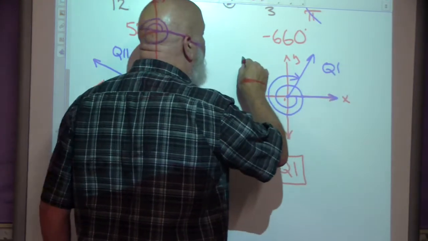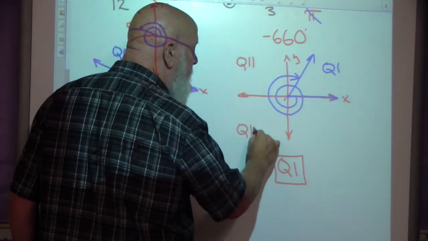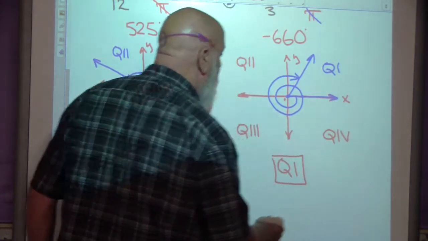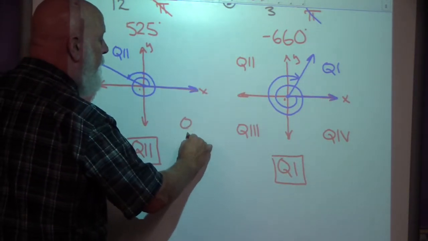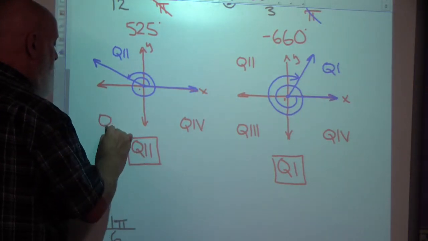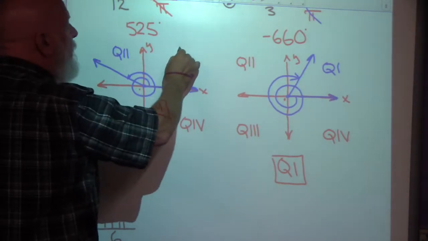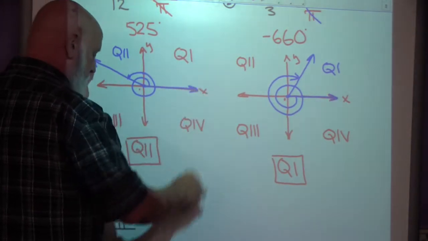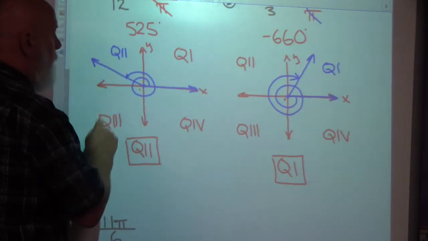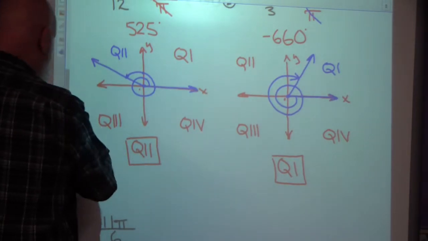Don't forget, quadrant 1 is here, this is quadrant 2, quadrant 3, quadrant 4. Okay. And we're asked to identify the quadrant in which the terminal side lies. So hopefully that makes sense, and hopefully I've done that correctly.